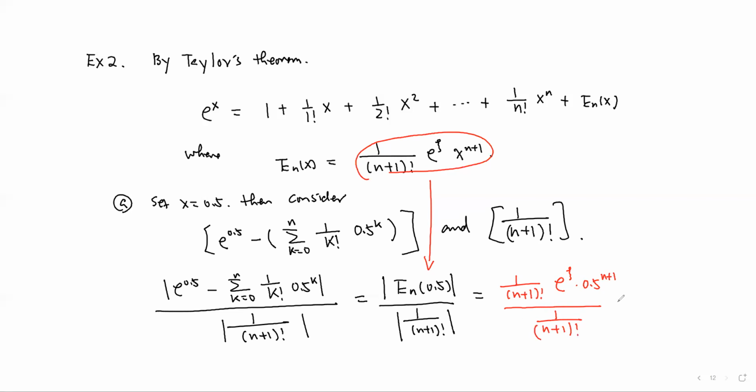Now cancel (n plus 1) factorial. Both are positive numbers, so absolute value doesn't matter. After canceling, we get e to the xi times 0.5 to the n plus 1. This is less than e to the xi, since 0.5 to the n plus 1 is less than 1. Xi is a number between 0 and 0.5, so this number must be less than e.